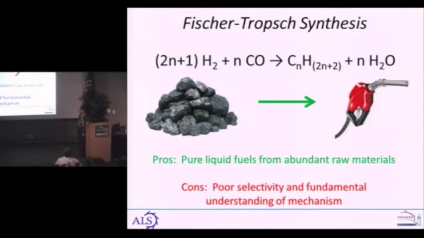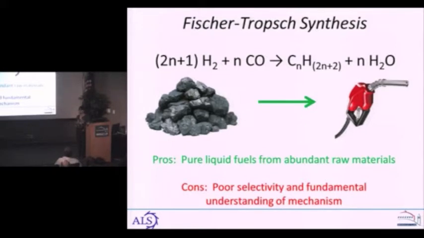The pros of this process are that you can produce very pure liquid fuels with very low sulfur content and aromatics content, and you can make use of carbon reserves that are not currently being used to their full potential. The cons are that you can put basically any mixture of carbon monoxide and hydrogen in, and you get a slew of products out. It's not a very selective reaction.